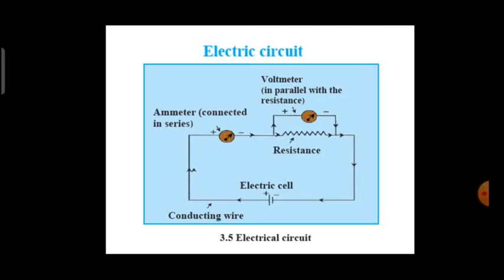An ammeter is used to measure the current. Voltmeter is used to measure the potential difference between the two ends of a resistor. As the voltmeter has a very high resistance, only a very small current flows through it.